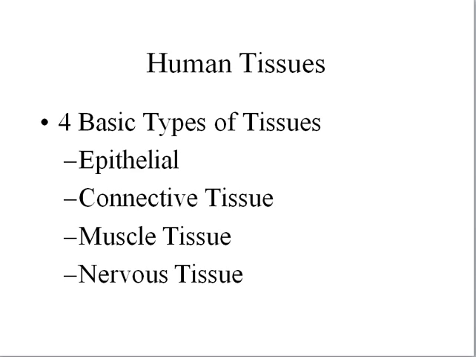Remember that a tissue is a group of similar cells. They're similar in appearance, they have similar functions. We're going to look at 4 different categories of tissues: epithelial, connective, muscle, and nervous tissue. These tissues are found throughout the human body.